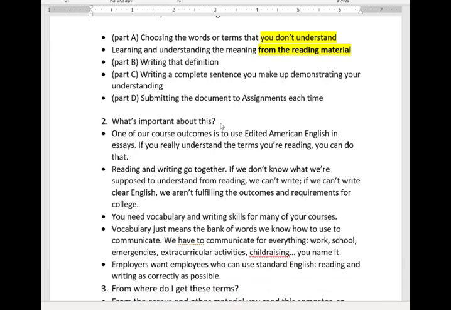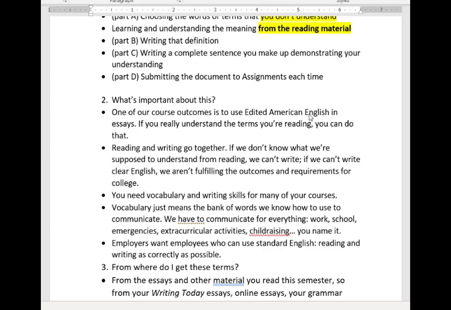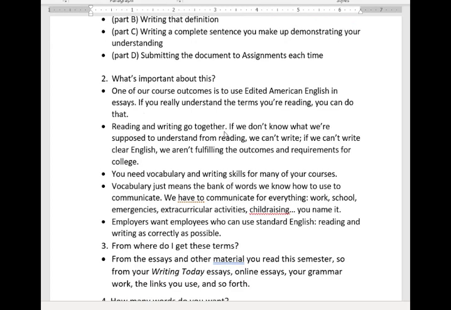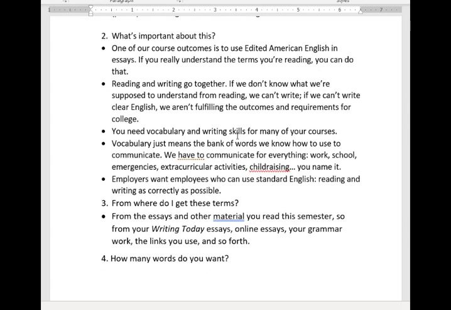Number 2 FAQ. What's so important about this? Well, one of our course outcomes is to use edited American English in essays. In fact, in everything. If you really understand the terms you're reading, you can do that. Reading and writing go together. If we don't know what we're supposed to understand from reading, we can't write. And if we can't write clear English, we aren't fulfilling the outcomes and requirements for college, i.e., you won't get through. You need vocabulary and writing skills for many of your courses. That's just basic.